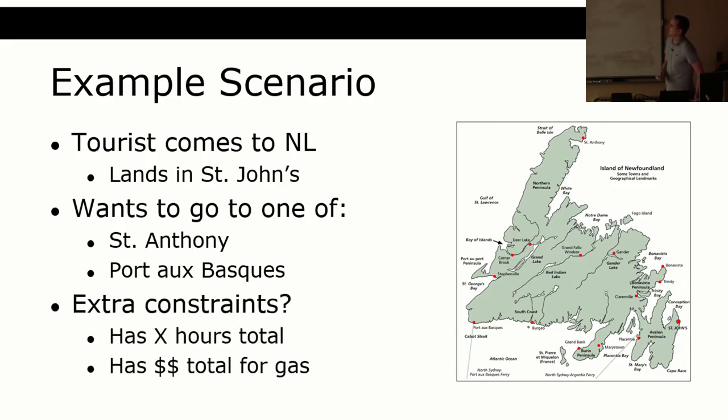But they want to go there, and they may have some sort of extra constraints on their problem as well. So for example, maybe you only have like 12 hours total to get there. And so maybe, unless you're a speed demon, you can't get to St. Anthony in 12 hours. Maybe Port aux Basques is the only place that you can get to. Or maybe you only have a certain amount of money for gas, or basically any other thing that you can think of that may be a constraint on a given problem.